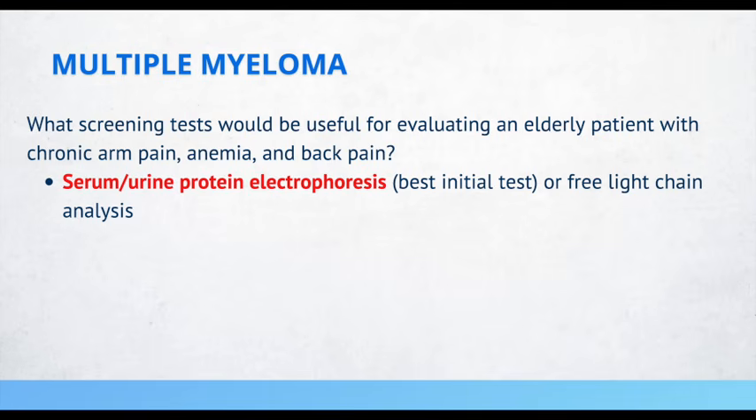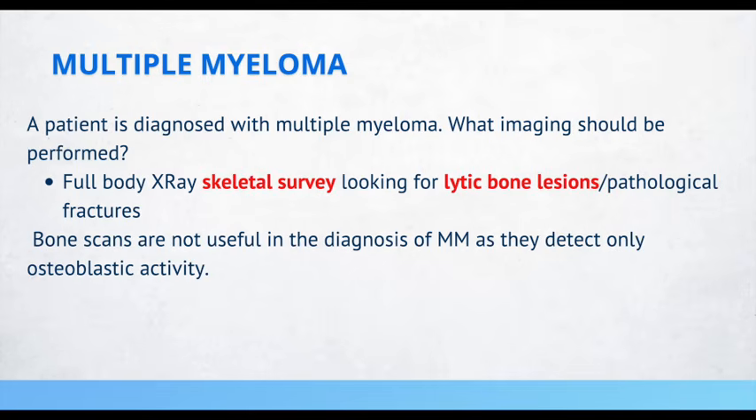A patient is diagnosed with multiple myeloma. What imaging should be performed? A full body X-ray or skeletal survey looking for lytic bone lesions or pathological fractures. So you want to do a skeletal survey and not a bone scan. A bone scan is helpful in diagnosing osteoblastic activity. But in multiple myeloma, they have lytic bone activity. So in that case, for multiple myeloma, think skeletal survey.